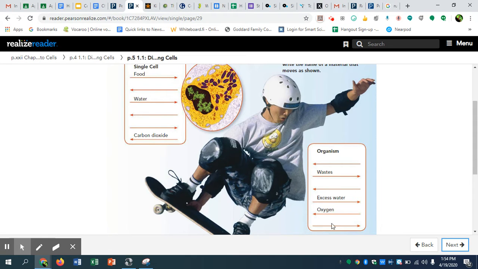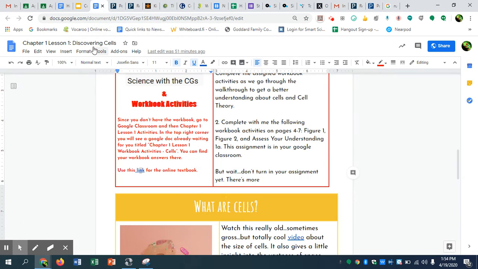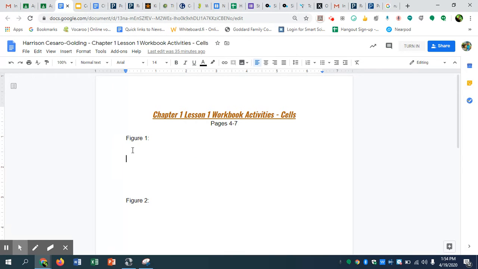So how are we going to write this in our Google Doc? Let's go over to our Google Doc. Okay. So we're going to write single cell. So it needs, what were the basic needs? It needs food, water, and oxygen.